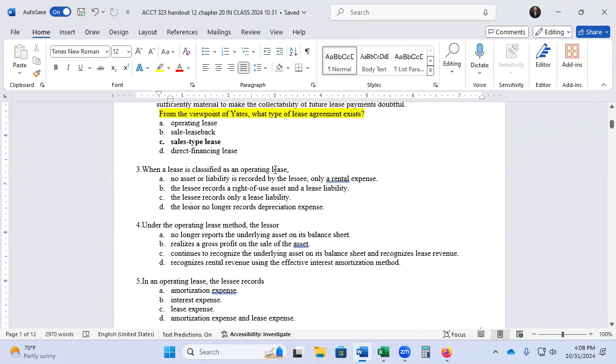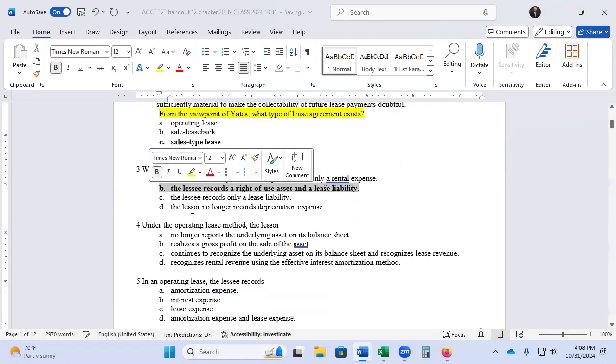When a lease is classified as an operating lease, no asset or liability is recorded by the lessee, only a rental expense. No, that's not correct. The lessee records the right to use and a lease liability. That is correct.